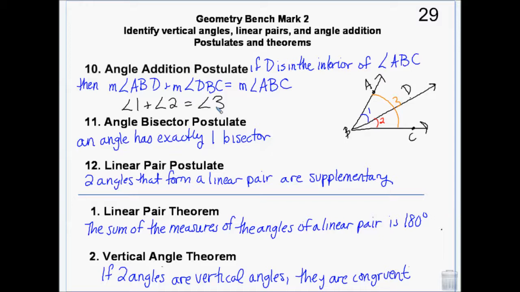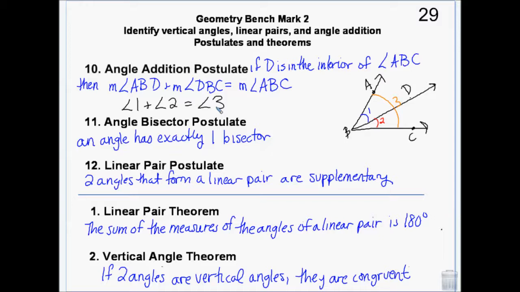So it's one of those postulates. An angle has exactly one bisector. There's only one line here that I could put in, like line D, that would make angle 1 and angle 2 equal to each other. If I move it over even 1 degree, the measures aren't equal anymore.